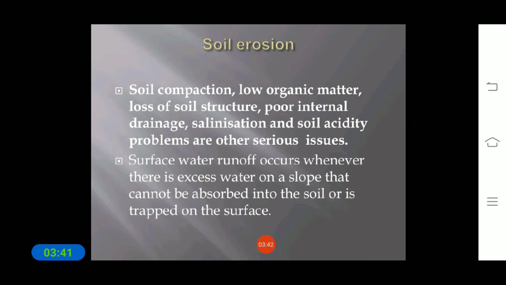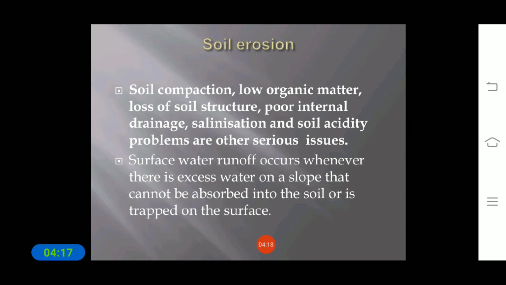Soil erosion means what? Soil compaction means the loss of the quality of the soil by high pressure, and also low organic matter, which we can say is humus. And next is the structure of soil, with its different layers. A variation in the structure of soil may cause soil erosion, and also poor internal drainage, and salination, which means salting.